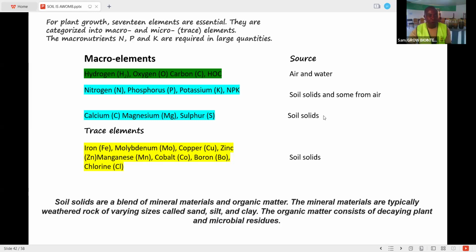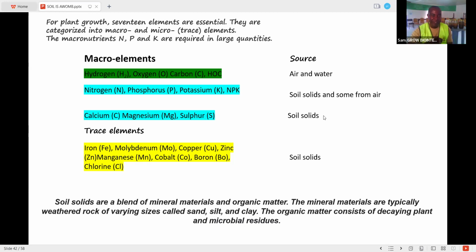Then the ones in yellow are called trace elements or micro elements: iron, molybdenum, copper, zinc, manganese, cobalt, boron, chlorine. They are required in small amounts by the plants. But all these elements are very, very important. There are some elements, for example, if boron is not present in the soil, then phosphorus will not work.